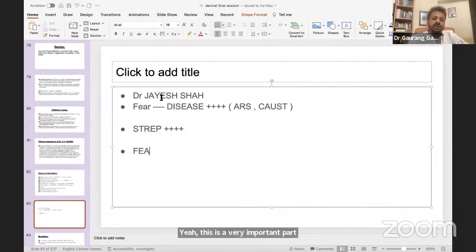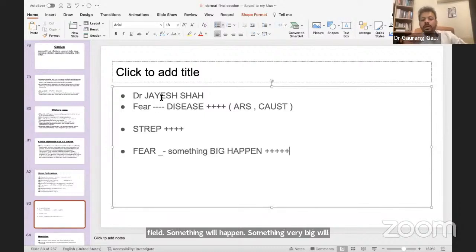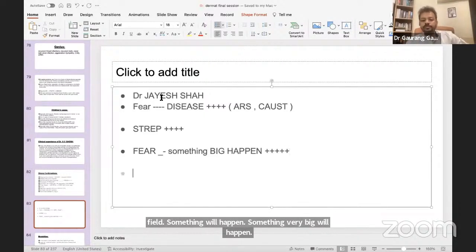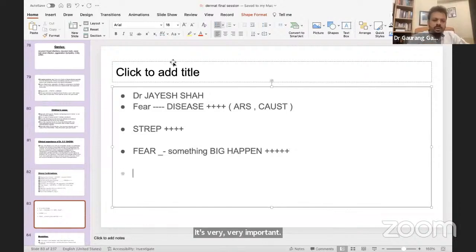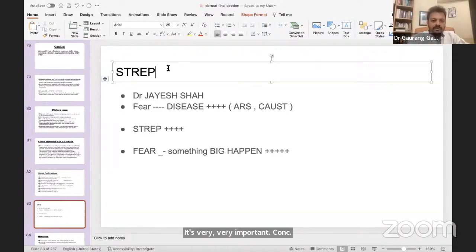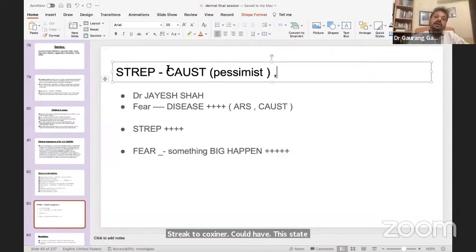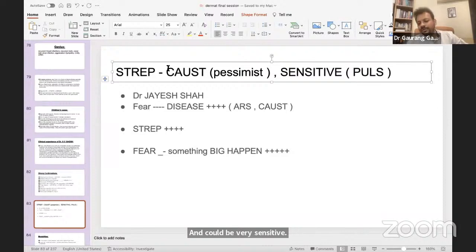There's a huge fear that something will happen, something very big will happen. It's a very important concomitant indication. Streptococcinum could have this state of pessimism, of something strong will happen, and could be very sensitive, like Pulsatilla. So these are very interesting kinds of patterns of Streptococcinum.